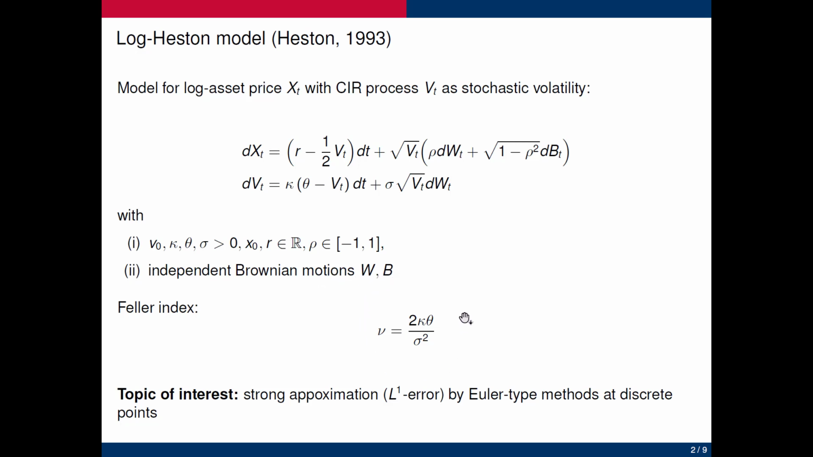Here you can see the Feller index, which is denoted by nu. It's 2 kappa theta divided by sigma squared. By the Feller test, we know that the CIR process is strictly positive if the Feller index is larger than 1. If the Feller index is smaller or equal to 1, the process can reach 0 with positive probability. And our topic of interest is now the strong approximation of the CIR process and the full Heston model by Euler-type methods at discrete points.